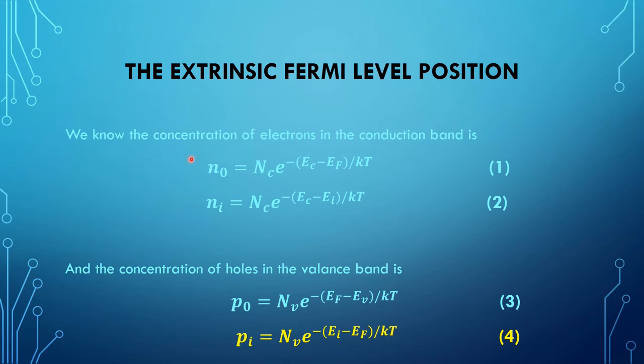So, first we talked about the electron concentration in the conduction band, then the hole concentration in the valence band and its intrinsic Fermi level position also. For an intrinsic semiconductor, we can consider the electron and hole concentrations to be equal, but for an extrinsic semiconductor, we don't make this consideration. So, separately we consider these four equations.